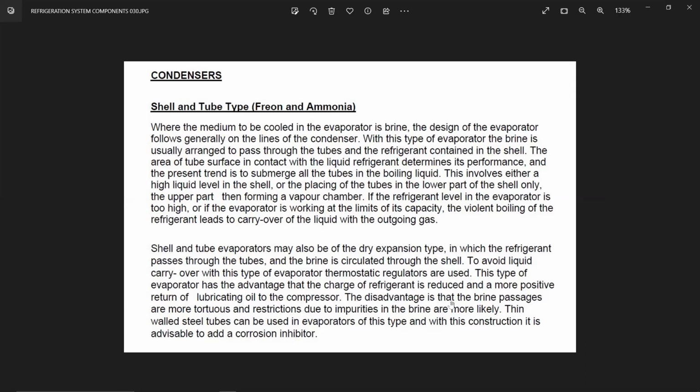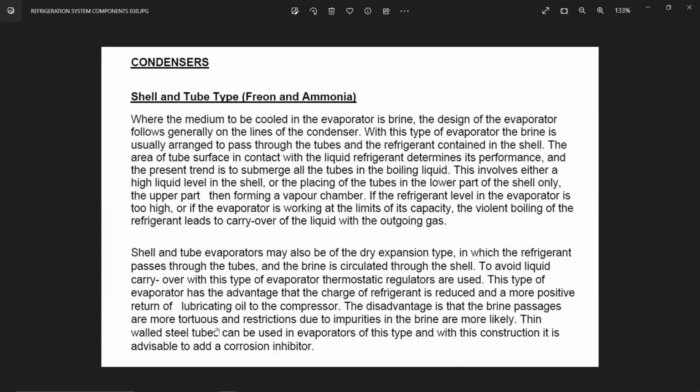The disadvantage is that the brine passages are more tortuous and restrictions due to impurities of the brine are more likely. Thin walled steel tubes can be used in evaporators of this type, and with this construction it is advisable to add a cover movement. Guys, what is brine exactly? What is the constituency of brine?